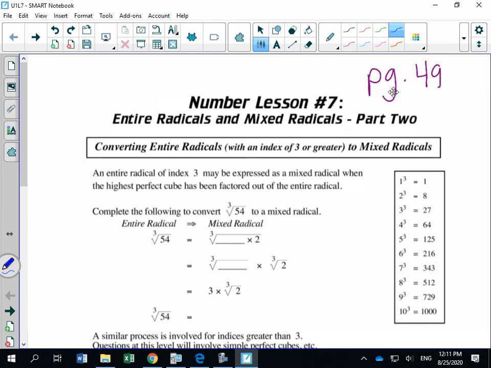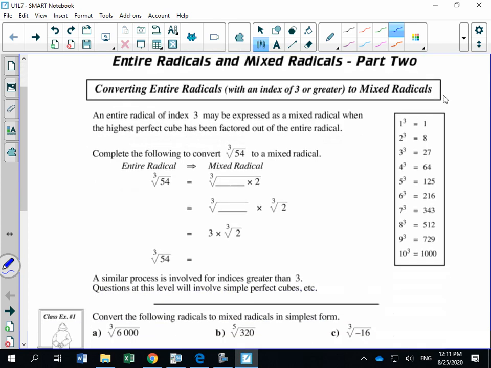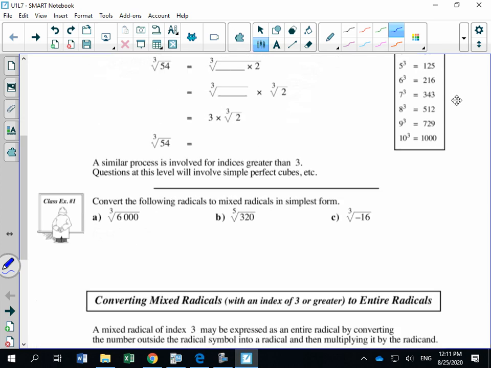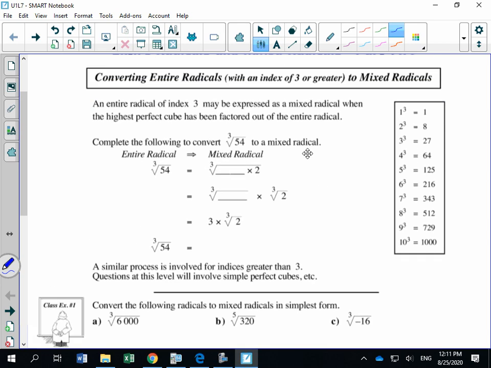Okay, so on page 49 of your student workbook, the first question. I'll actually start at this first question here. Now, I am not going to use the method that they show in the textbook. What I am going to do is the method that I taught you for reducing radicals. So if I give you this entire radical and I say simplify this to a mixed radical, how are you going to do that?